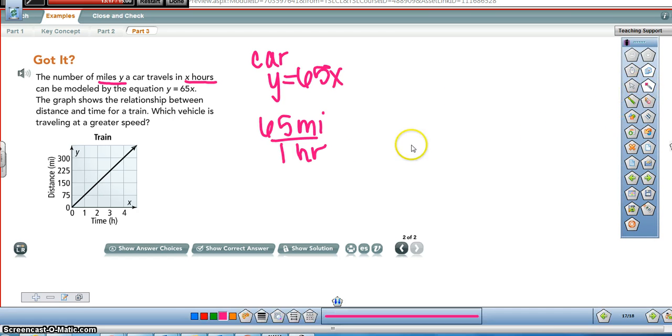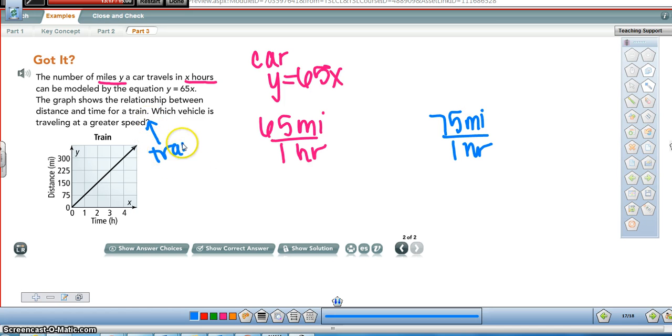All right, let's investigate the train. The train's speed is graphed in this coordinate plane. So we want to look for maybe a unit rate. This could help us understand how fast the train is going. Well, it looks like in 1 hour, the train goes 75 miles. So we can obviously tell that the train is traveling at a greater speed.